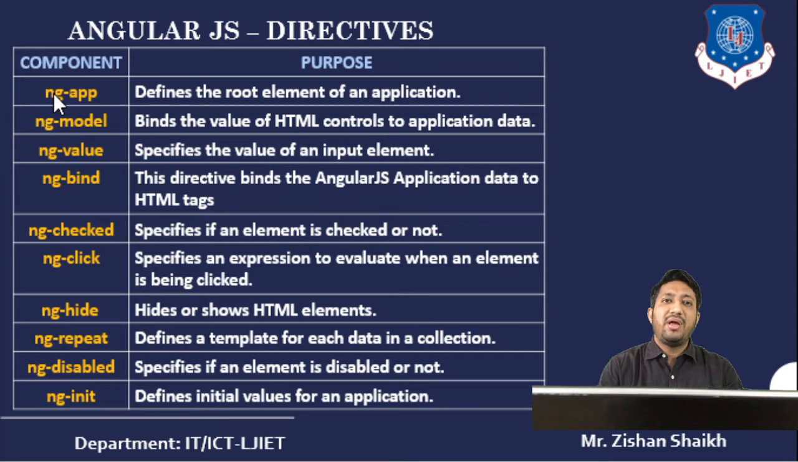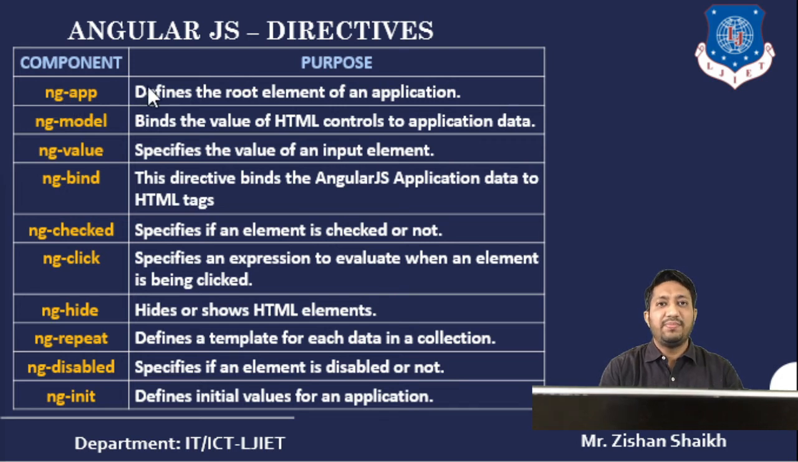In a directive name, ng is common for all. It is the pronunciation of Angular. So ng stands for Angular, then we use a hyphen, that is, a dash, and then the name of the directive. Every AngularJS directive is pronounced like ng dash and then the particular component name. For example, ng-app, ng-model, ng-bind. This is how directive names are formed. Now let's go through the components one by one.